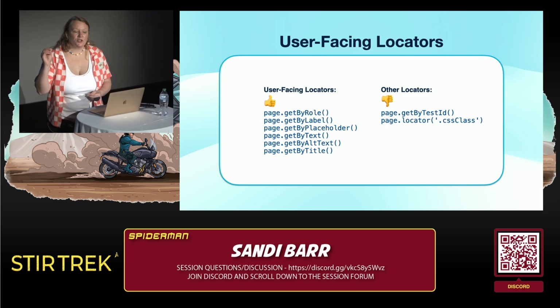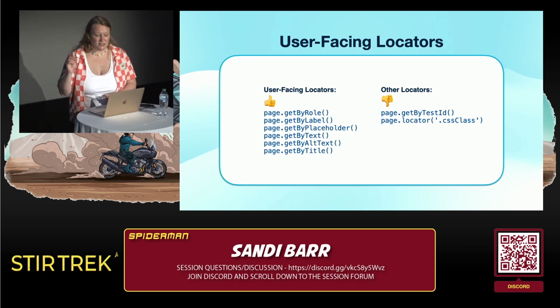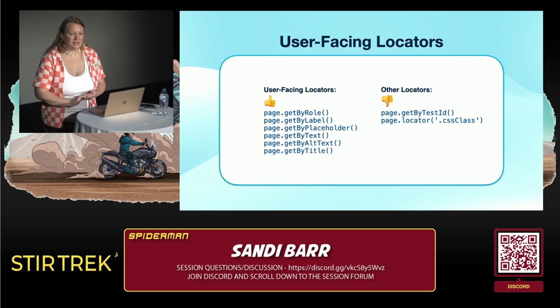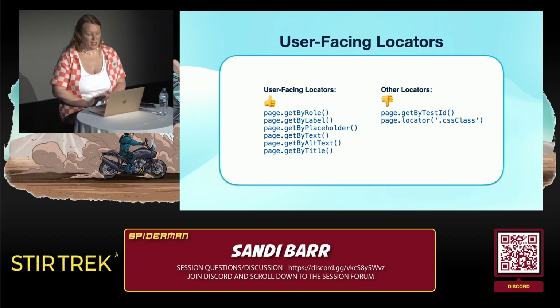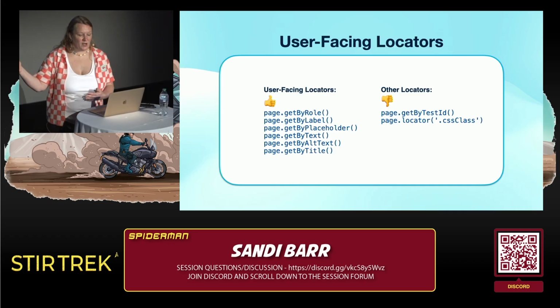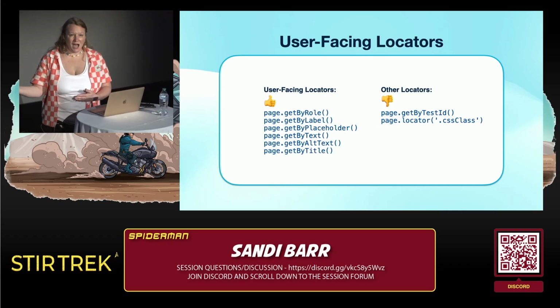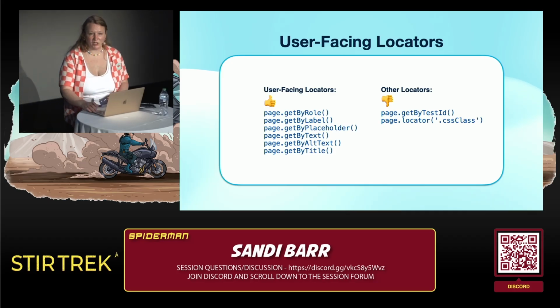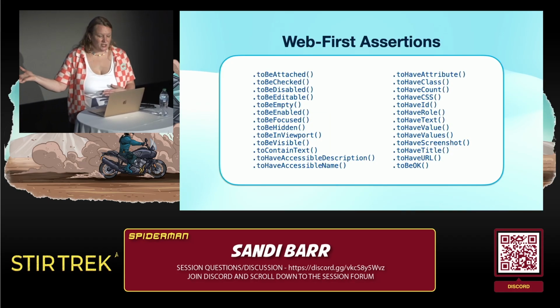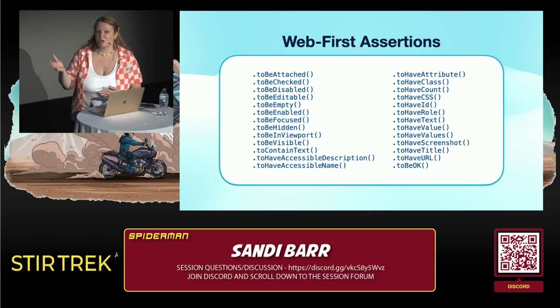Locating elements with user-facing attributes and explicit contracts such as the page getByRole makes tests more resilient to change. The other locators such as getByTestId or locating by a CSS selector are not part of the user experience, and they can be more likely to break if the DOM or design changes. Many of the Playwright assertions may also look familiar to the jest-dom matchers.